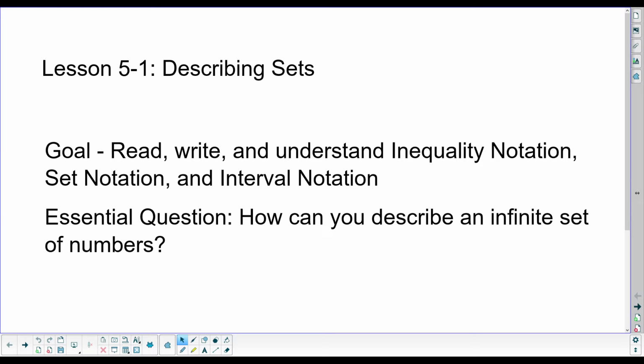Hi, everyone. This is Algebra 1. This is Unit 5. We're talking about functions and the properties of functions. We're going to start with Lesson 5.1, where we talk about how to describe different sets of numbers.